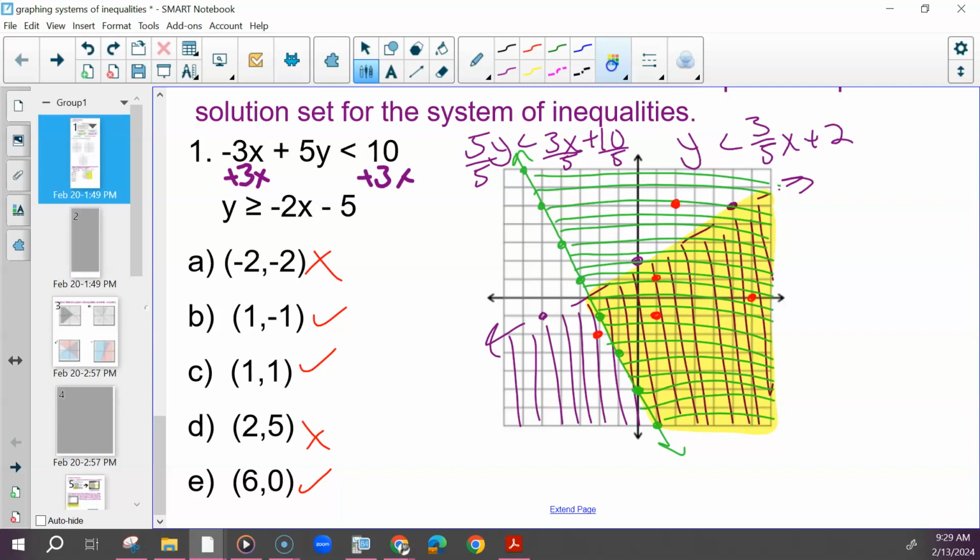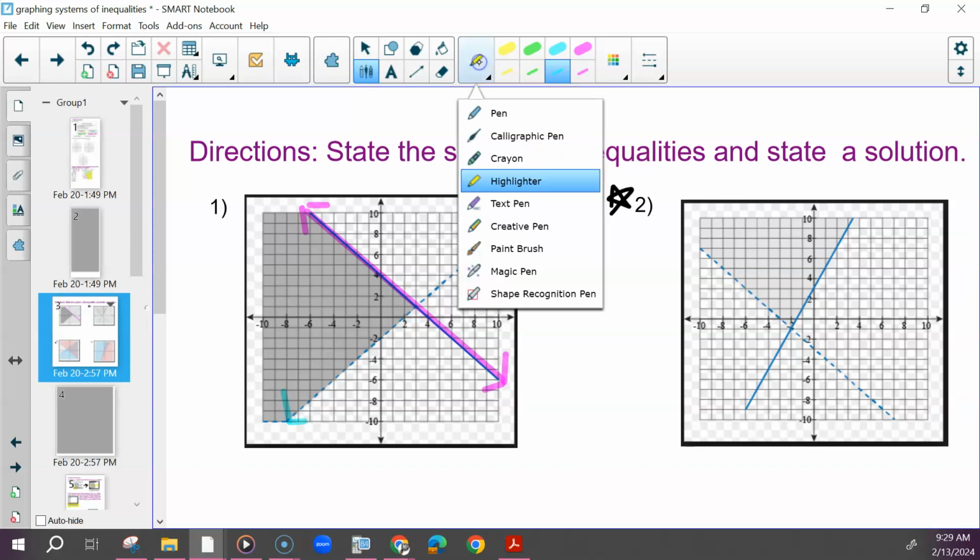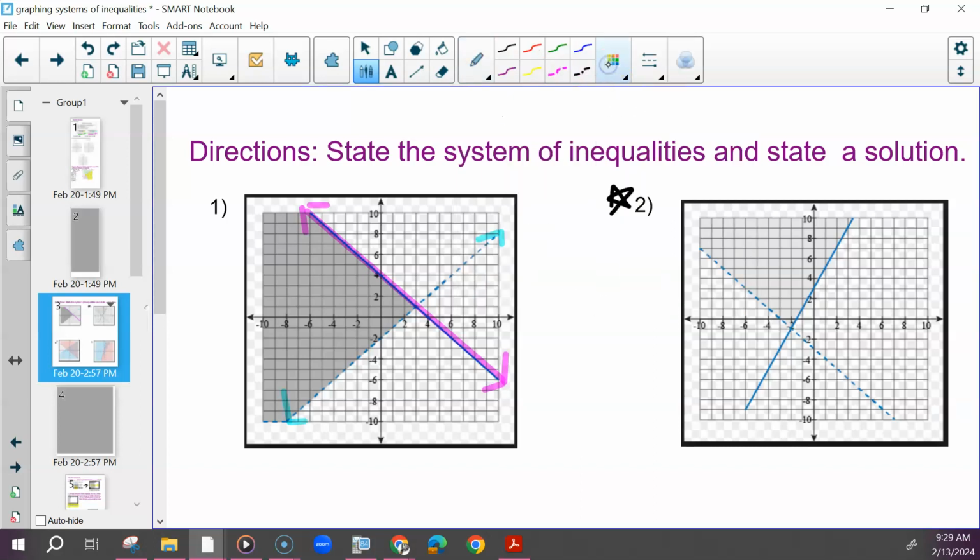We're going to do 2 more things with systems and then be done. Go to the next page. Number 2 did not shade well on the paper, so you should go ahead and shade that in. We're going to do number 1. We have to state the system of inequalities and state a solution. I'm going to change the color of these just so it's easier to talk about. You don't need to do this, but you can if you want.